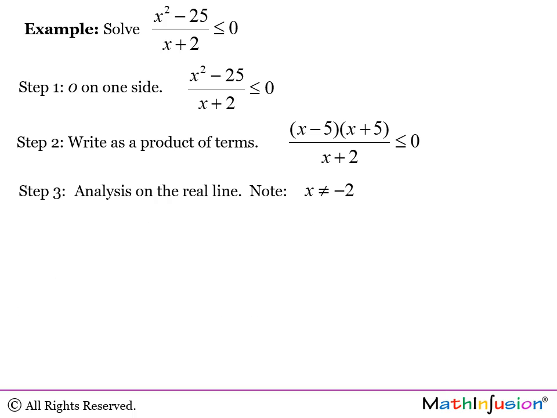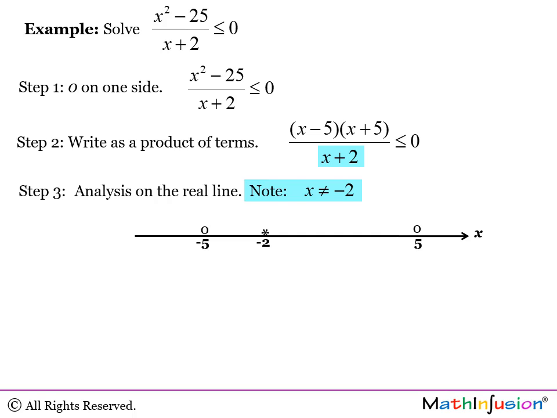Now we have to do the analysis of the real line, and we have to note that x cannot be -2. It's very important for the analysis, because now you will see what I'm doing at -2. So we will start from left to right. At -5, this expression is 0. At -2, I draw a star, like a no, impossible. I cannot include this number in my considerations. And then at 5, the expression is 0.